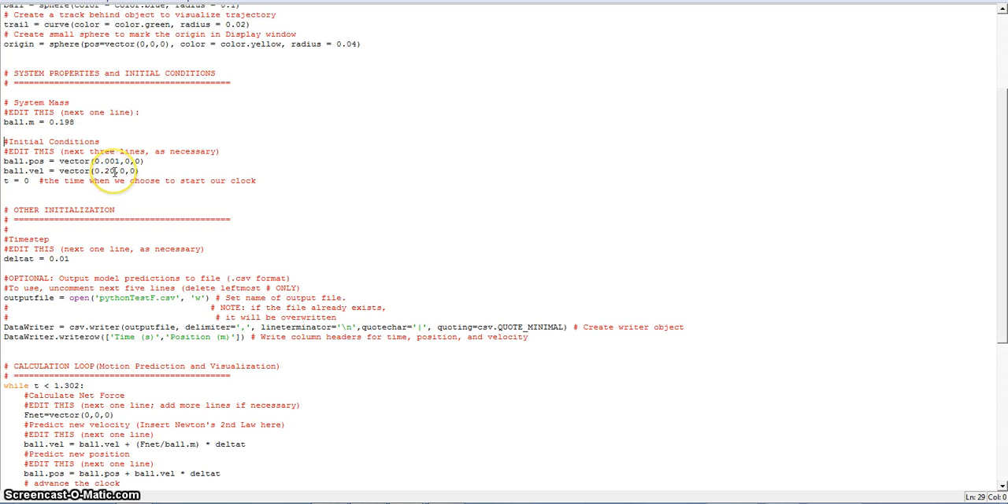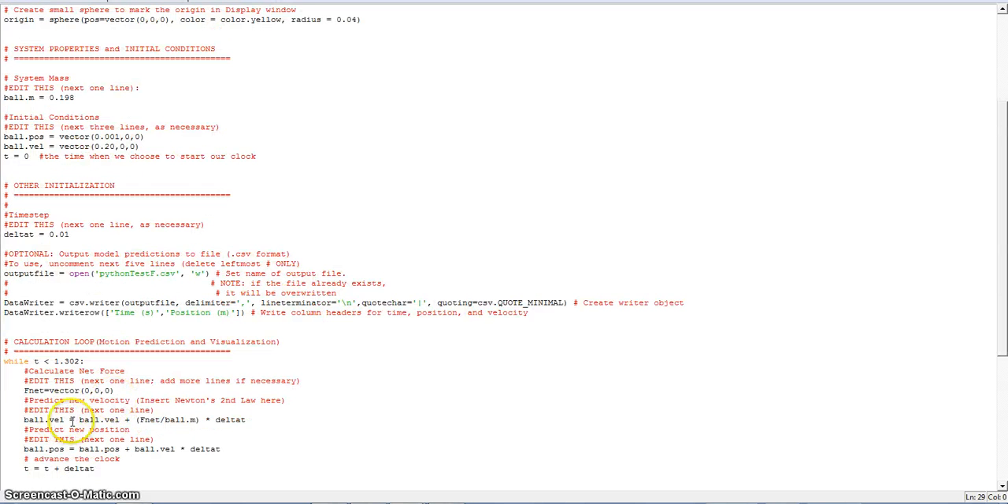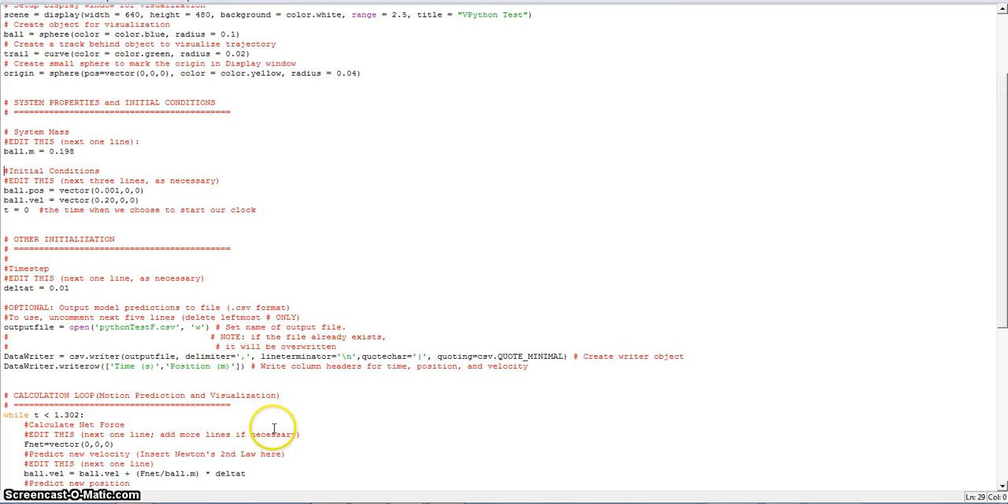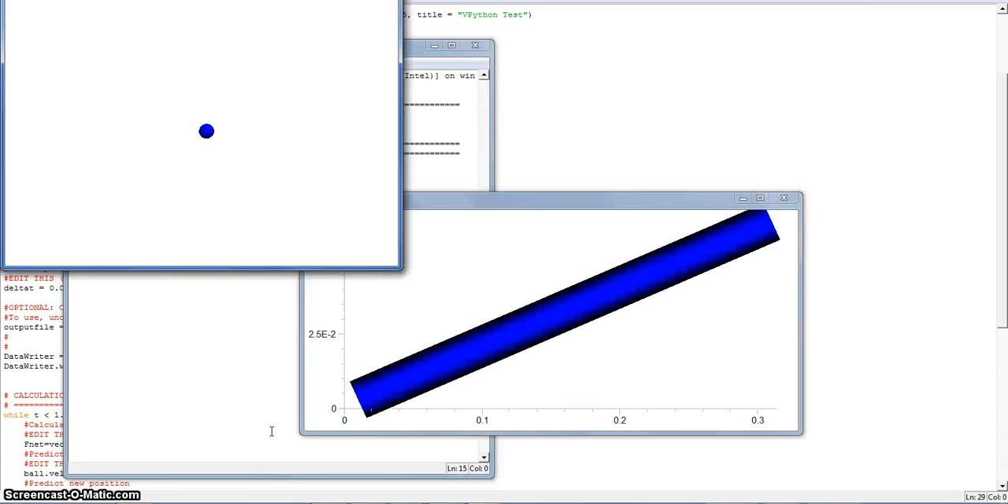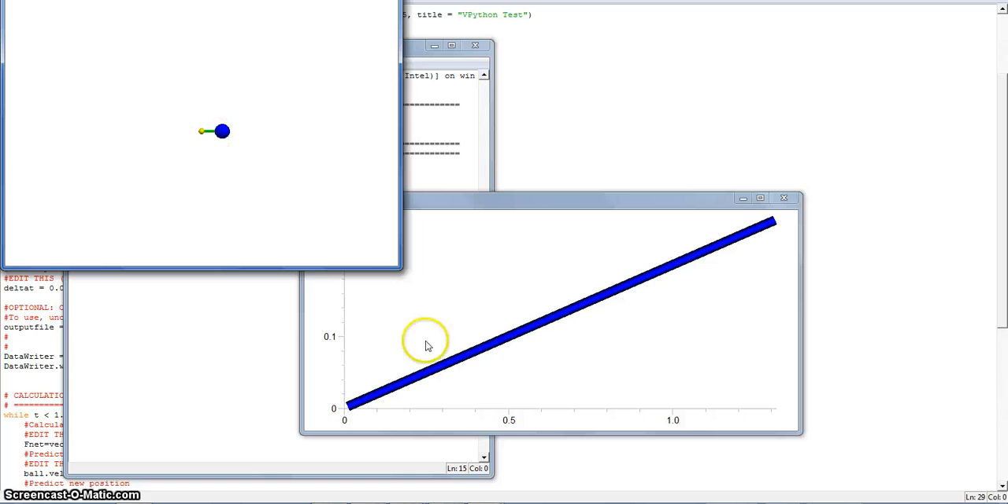Using this initial velocity we just calculated and the initial position from Tracker, we plug these values into our computer model in Python that uses Newton's second law to calculate and graph the position of the object over time. When we run the code, we see that the graphical representations are very, very similar to what we saw in Tracker.